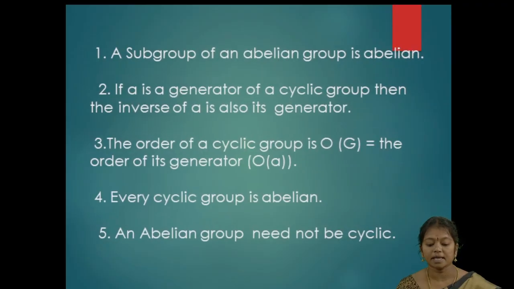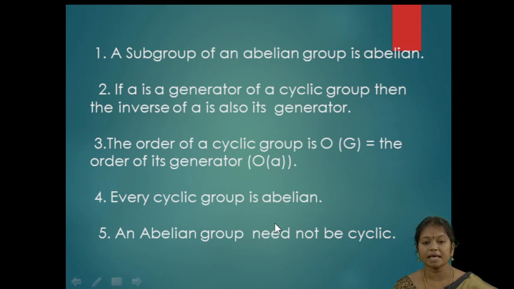The order of a cyclic group is the order of its generator. In the previous example, the order of the cyclic group is 4. Then the order of its generator, that is, the generators here i and minus i in this previous example, is equal to the order of the group. The order of generator i is 4, and minus i is also a generator, and its order is also 4. So, we can say the order of a cyclic group is equal to the order of its generator.